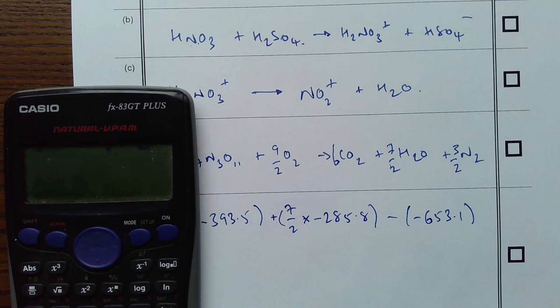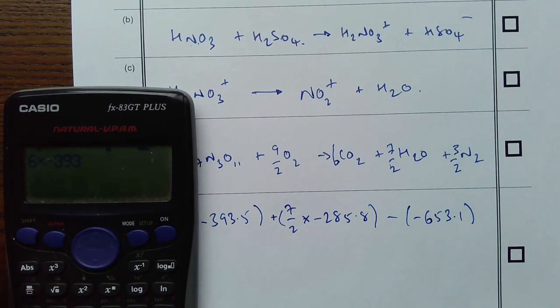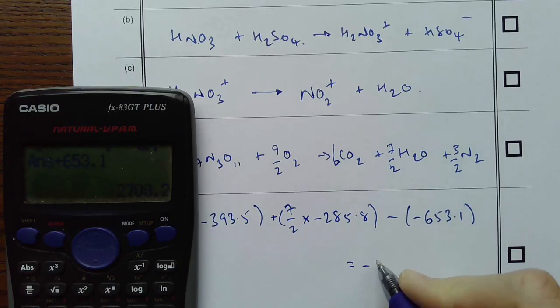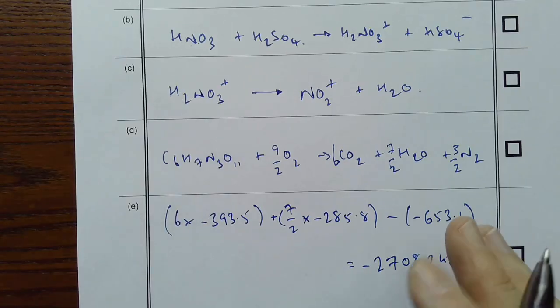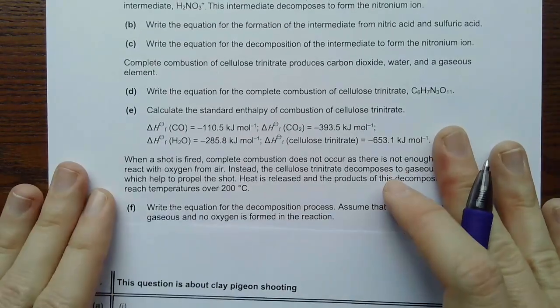So let me go ahead and get my calculator, a little bit of calculation here. So it's going to be 6 times minus 393.5 plus 7 over 2, 3.5 times minus 285.8 is that, and then minus, so plus 653.1 gives me minus 2708.2 kilojoules per mole. Okay, carry on.